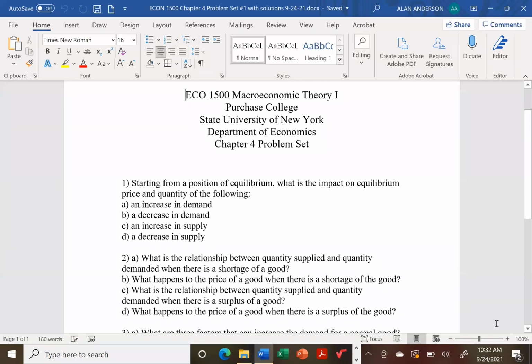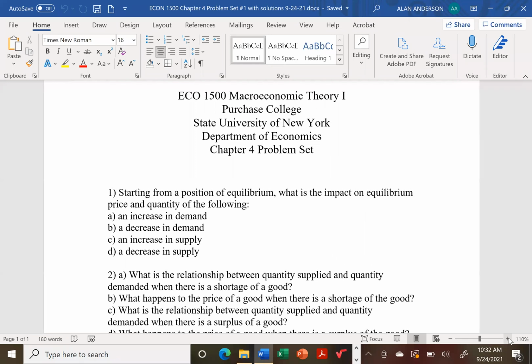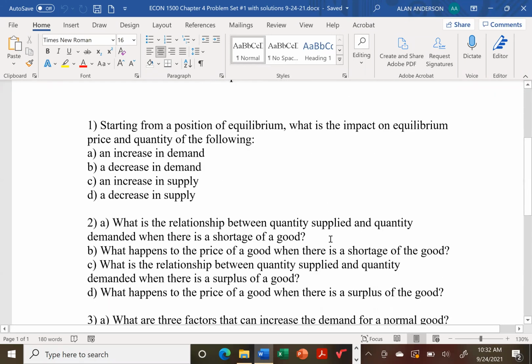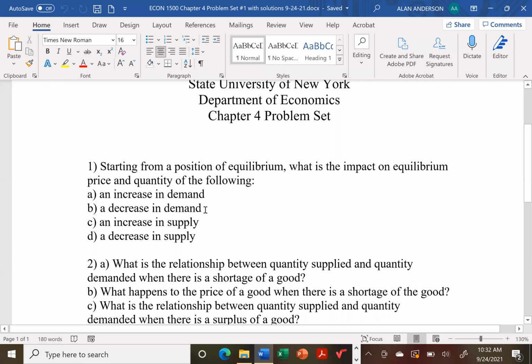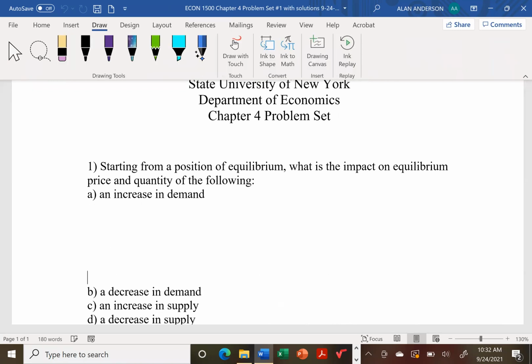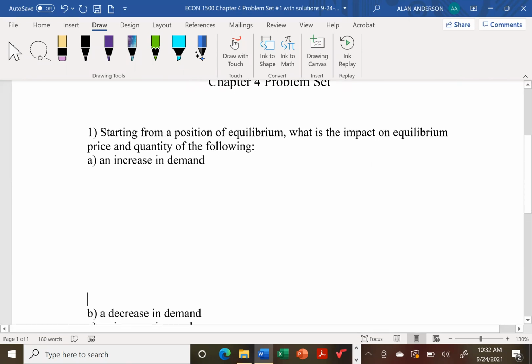All right, so first things first, starting from a position of equilibrium, what is the impact on equilibrium price and quantity of the following? Now, in these cases, you're not absolutely required to draw a diagram, but I think it's a pretty good idea. So let's try this one.